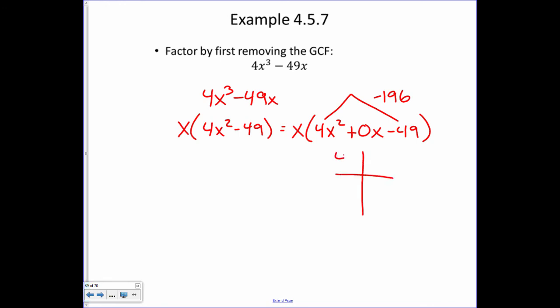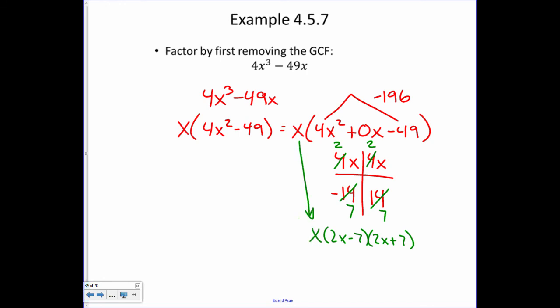And so now we need two numbers that multiply to give you negative 196 and add to give you 0. So negative 14 and 14. Now we can reduce each side like a fraction. 4 divided by 2 is 2. 14 divided by 2 is 7. And what we're left with is 2x minus 7 and 2x plus 7. And then just remember you have to bring down the greatest common factor, and so it'll have an x in front.